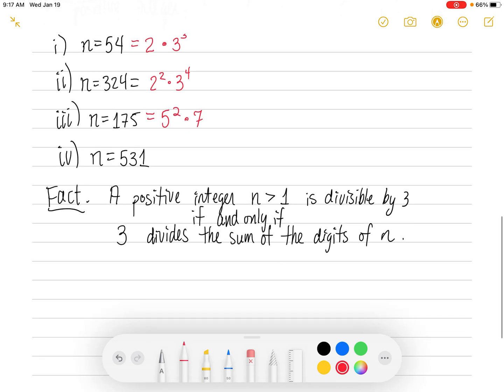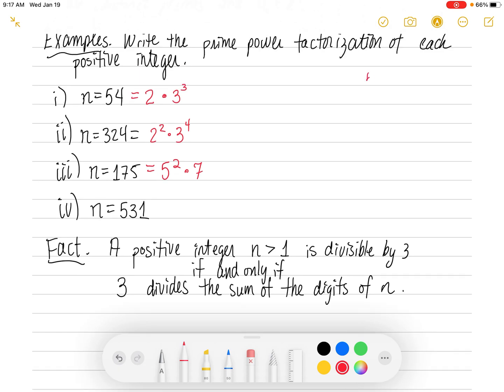Now what that means exactly is I can take, in this case, 5 plus 3 plus 1, right? These are the digits of 531. And when I add those up, I get 9. Now we know 3 is a factor of 9, right? 9 is divisible by 3, or 3 divides 9, different ways to say that. So that means 3 would also have to divide 531. So I'm going to take 531, and I know 3 divides it. So what's 531 divided by 3? Using my calculator, it gives me 177.